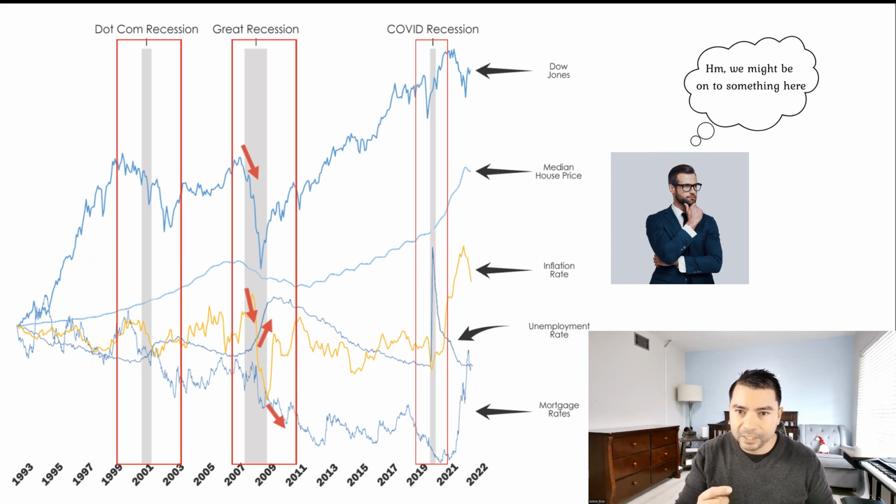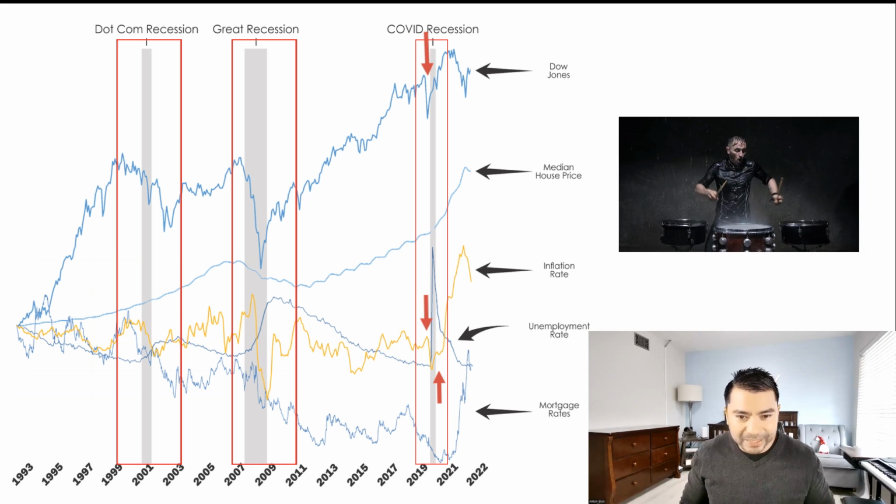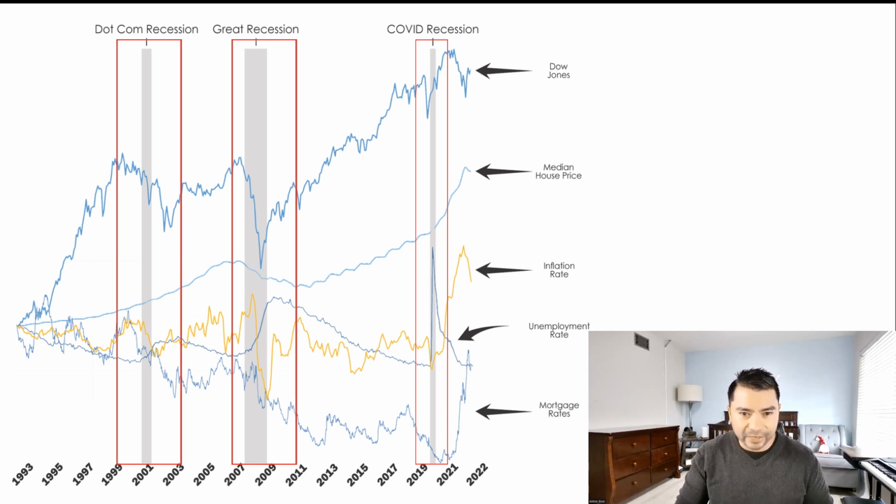And it's the same occurrence here in the COVID recession. In 2019, Dow sharply decreases, and the inflation sharply decreases, unemployment sharply increases, and guess what? Drum roll, please. You got it. The mortgage rates decrease as well. So this is a very consistent trend here, and it's very interesting.